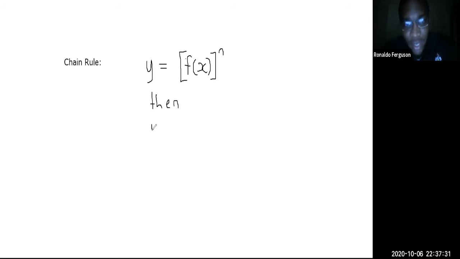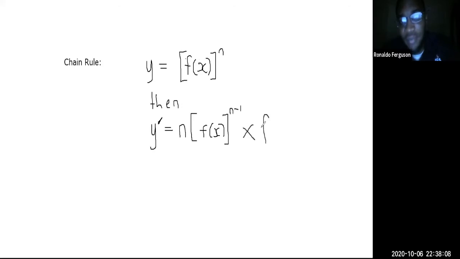Instead of writing dy by dx, what you're going to see in unit 2 is y prime. Y prime means the first derivative of y. You're going to be seeing this a lot in unit 2. They don't say dy by dx so much anymore. So y prime is equal to, we bring down the power n, then we subtract 1 from the power to get f of x raised to the n minus 1. But then we multiply by the differential of what is inside the bracket, and the differential of f of x is f prime of x. And that gives us the result for y prime.